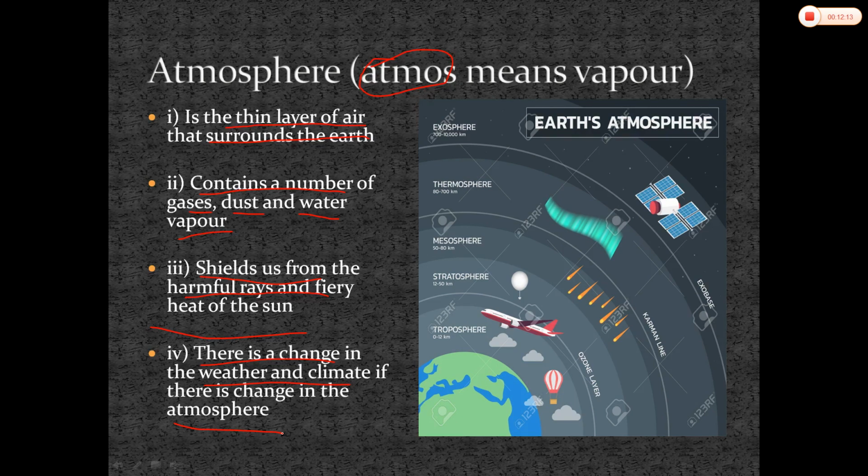Nowadays, you know very well that every day storms are coming, and sometimes thunderstorms too. And why is all this happening? It is due to changes in the atmosphere. Due to changes in the atmosphere, weather and climate both are changing.